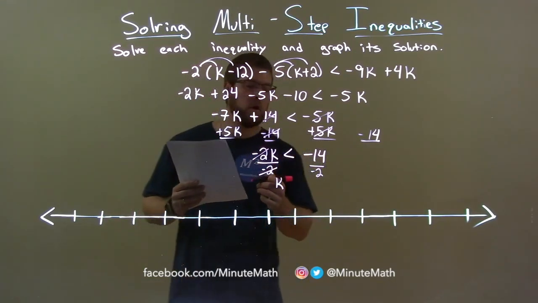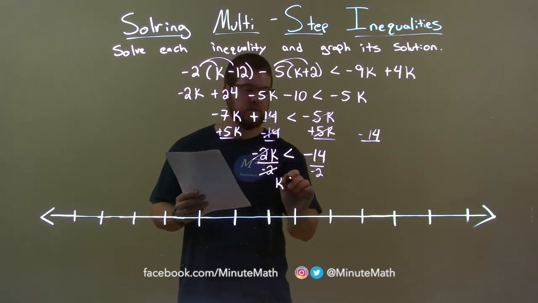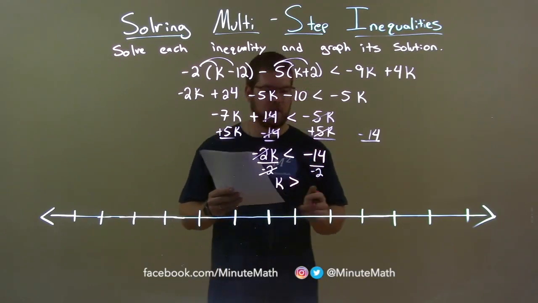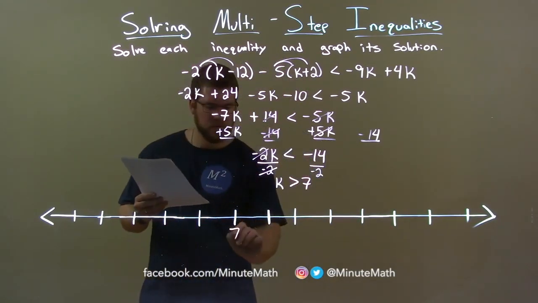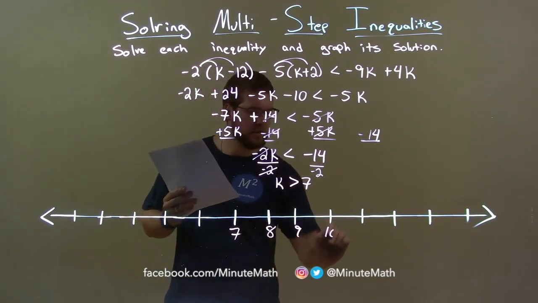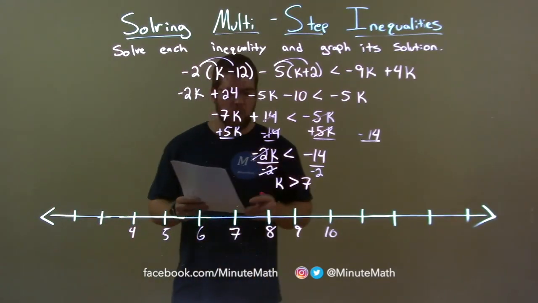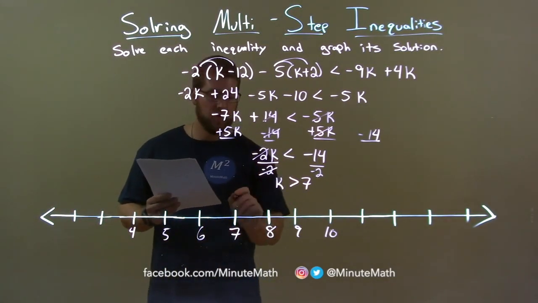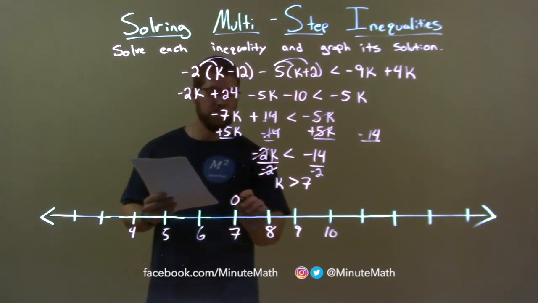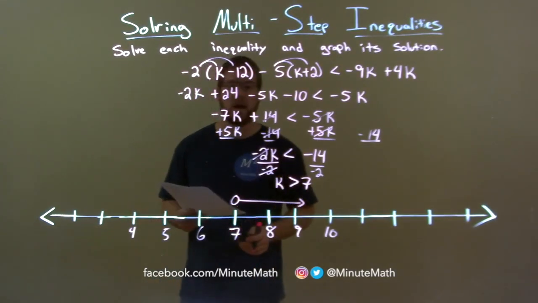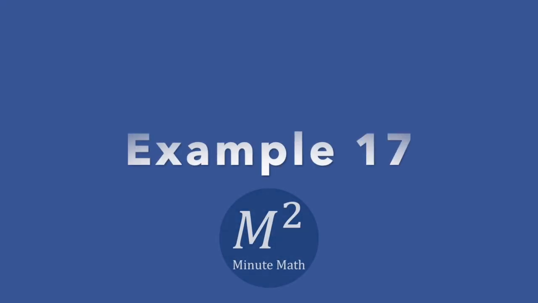But since we divided over the inequality by a negative number, it switches from a less than sign to a greater than sign, and negative 14 divided by negative 2 is a positive 7. So let's graph it. 7 here, 8, 9, 10, and 6, 5, 4. Well, k is not equal to 7, so open circle there at 7. Then k is greater than 7, arrow to the right, and there we have it. Our graph matches our final answer, k is greater than 7.